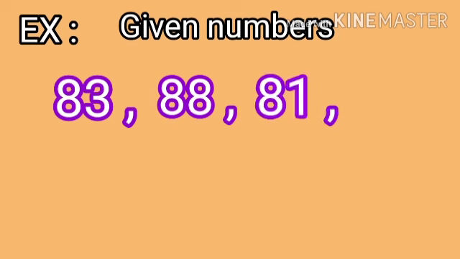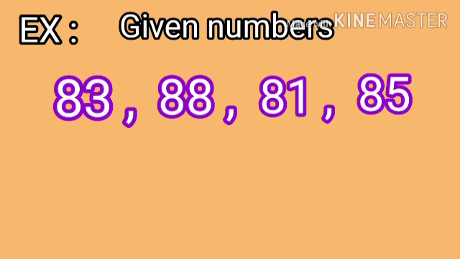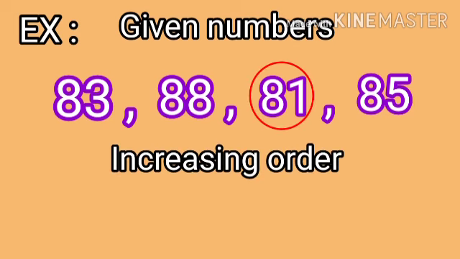Let us take an example from 2-digit numbers. Here I am taking 83, 88, 81, 85. These all belong to the 80s. To write these numbers in an increasing order, we should get the smallest number among these numbers. Which is the smallest number out of these numbers? That is 81. So, we should write 81 at the first position of the increasing order.